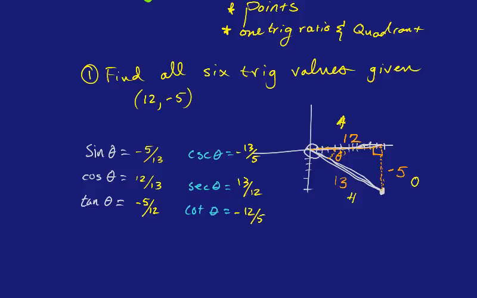I'll recap what we did. If you're given a point in the coordinate plane and you're asked to find all six trig values, what you're first going to do is graph that point. And rather than memorizing the ratios, like your teacher might have told you about y over r or x over r representing cosine, what I would encourage you to do is just draw that side and then create a triangle.